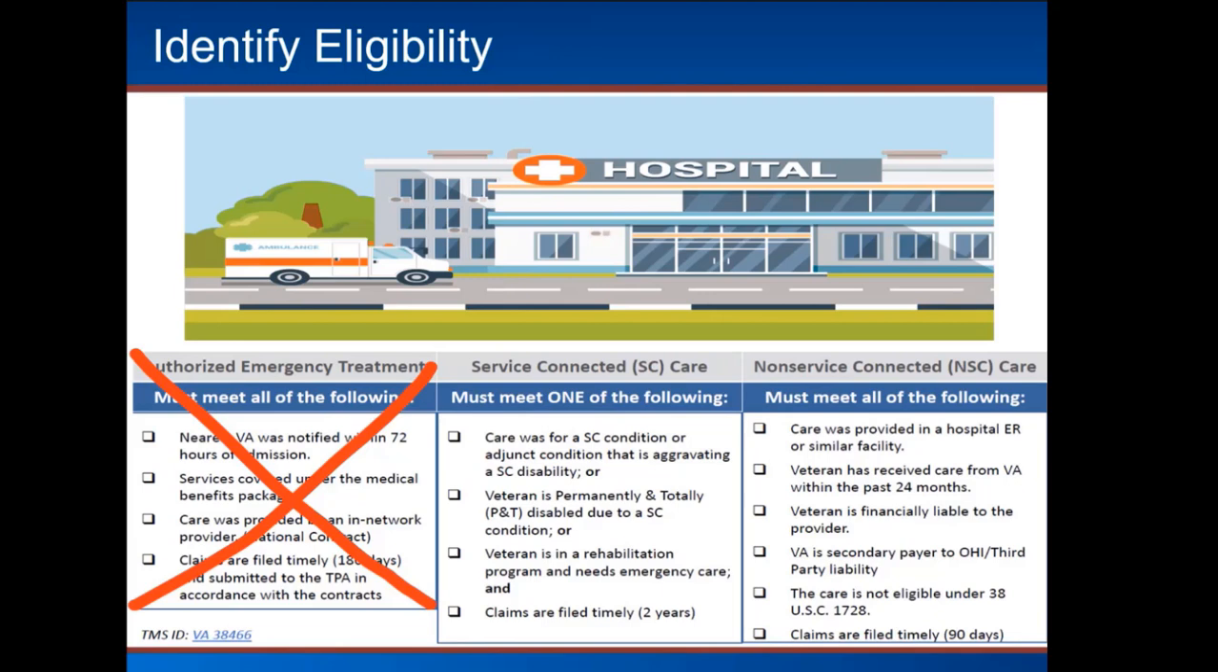Under non-service-connected care or 1725, the veteran must meet all of the following criteria. The care was provided in a hospital ER or similar facility. The veteran has received care from VA within the past 24 months. The veteran is financially liable to the provider. VA is a secondary payer to other health insurance or third-party liability. The care is not eligible under 1728. And all claims for 1725 non-service-connected care must be filed within 90 days.